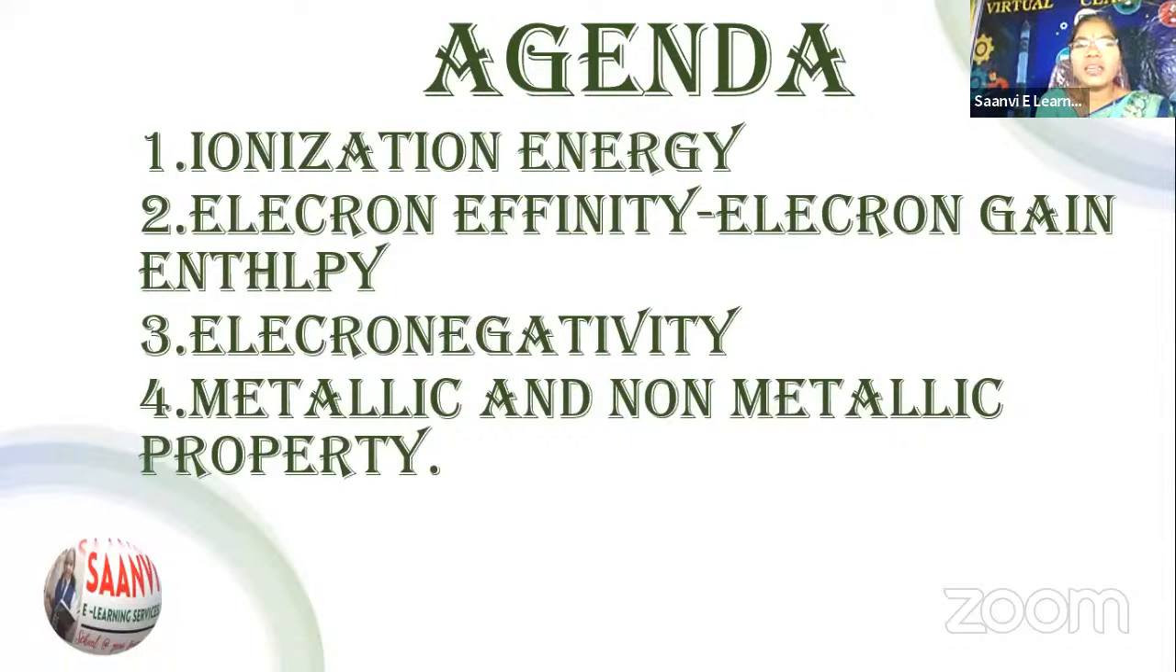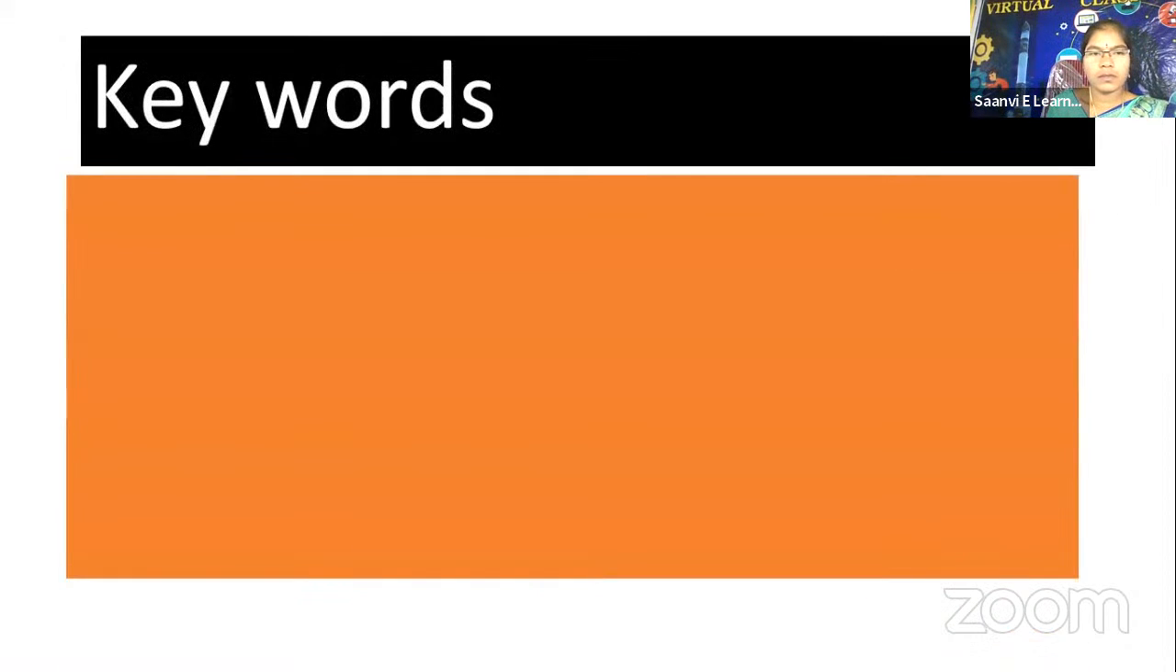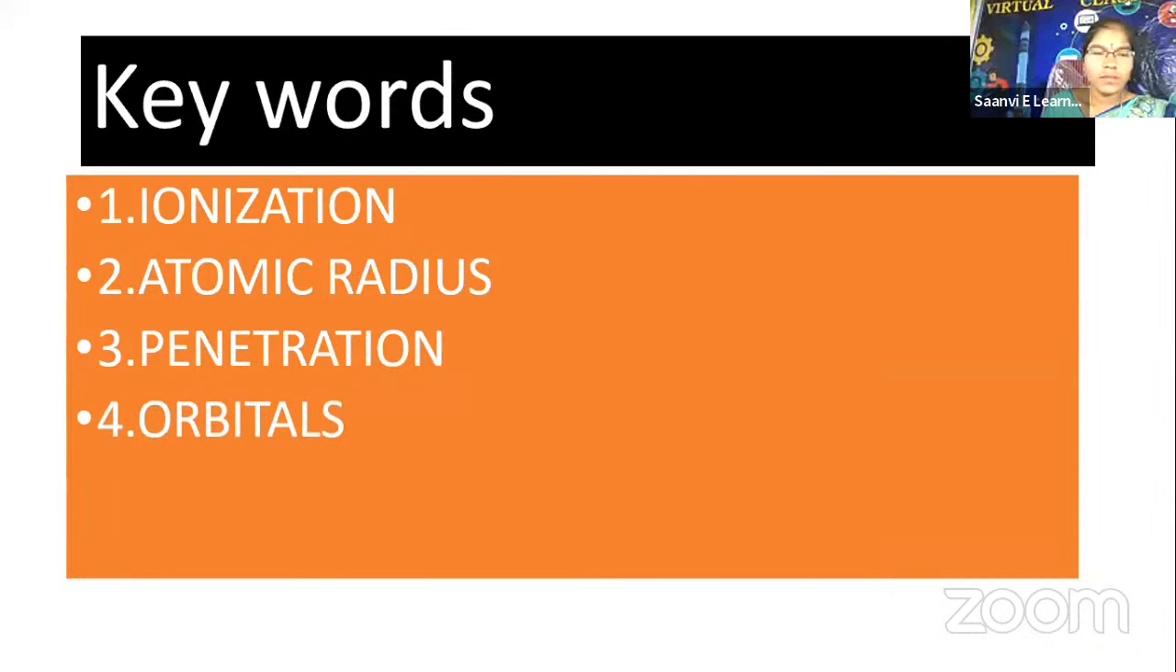Agenda. Ionization energy is already completed. We have learned the electron affinity also. Next, electronegativity, metallic and non-metallic properties. Keywords: ionization, atomic radius, penetration, orbital, potential.